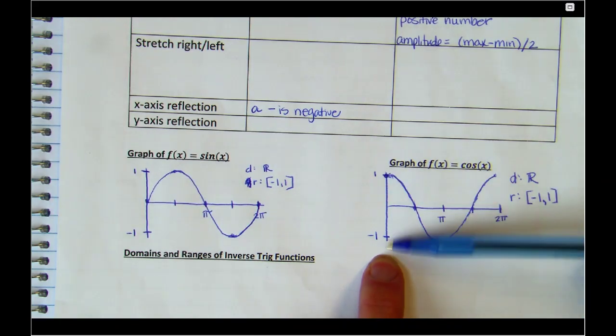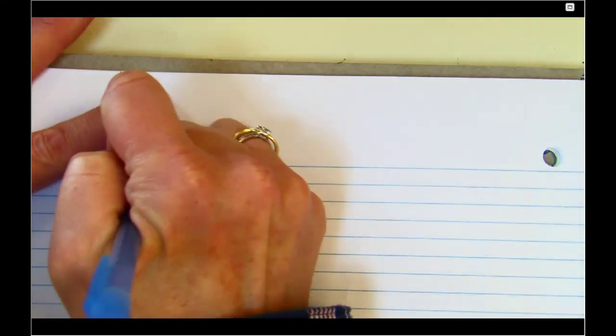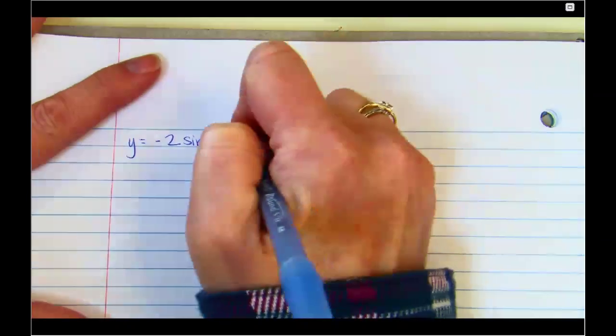X-axis reflection is literally x-axis reflection. Okay, so let's pause on that. That's one of our things that we need to talk about. So let me have you graph y equals -2 sine x. Okay, y equals -2 sine x.